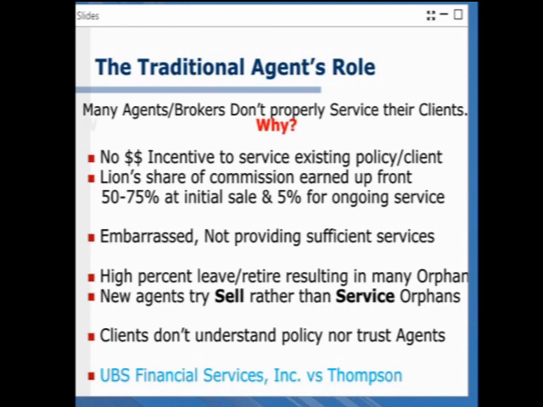Whether the agent is embarrassed for not having provided sufficient services, whether it's the fact that a high percentage leave or retire, resulting in many orphans that aren't taken care of by anyone, whether it's the fact that agents try to sell rather than service orphans, the fact remains that clients don't understand the policy, nor trust the agents, nor want to talk about this, and as a result, they leave that policy in the bottom left-hand drawer, and that's what cultivates the problem.